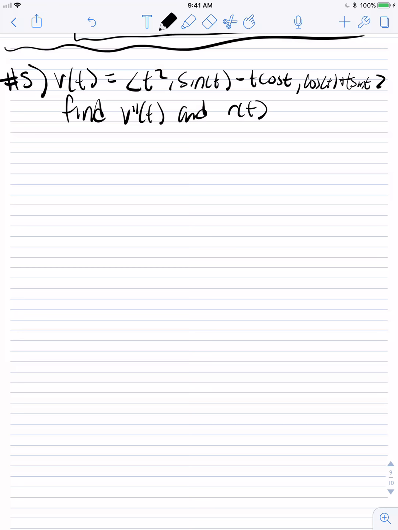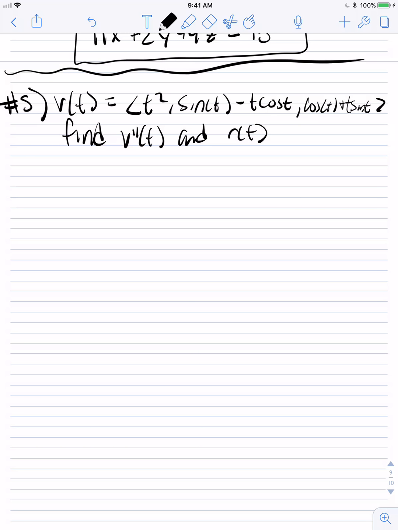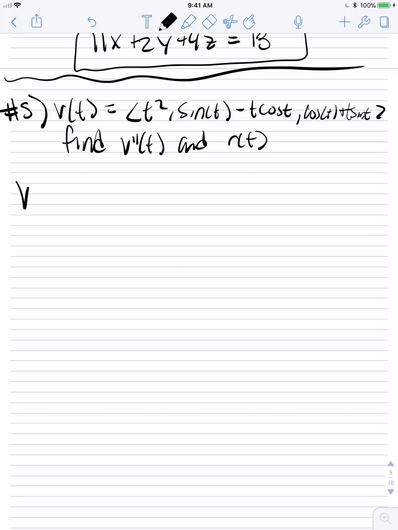So for question 5, we have a velocity vector, t squared, sine t minus t cosine t, and cosine t plus t sine t. And we're trying to find v double prime of t, and also the position vector r of t. So we have v of t. First we want to find the first derivative.